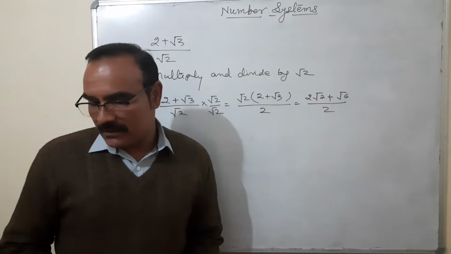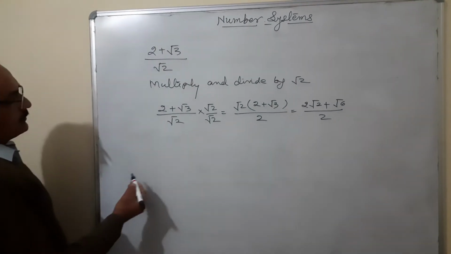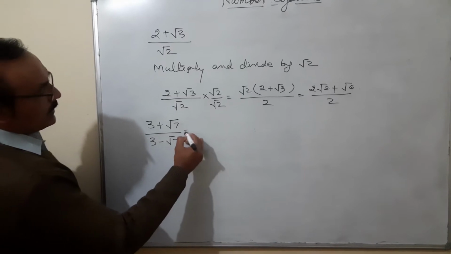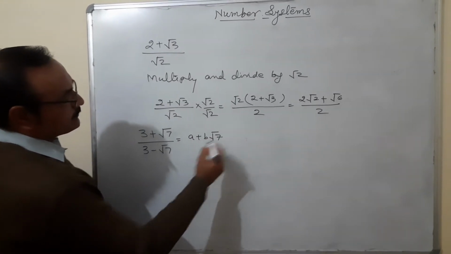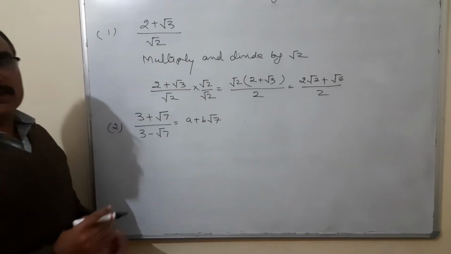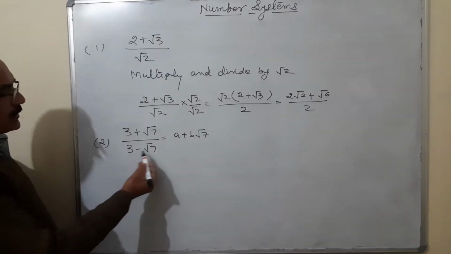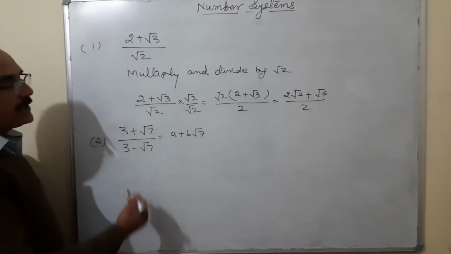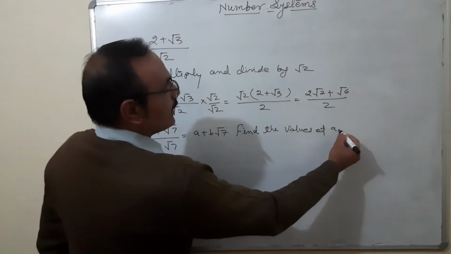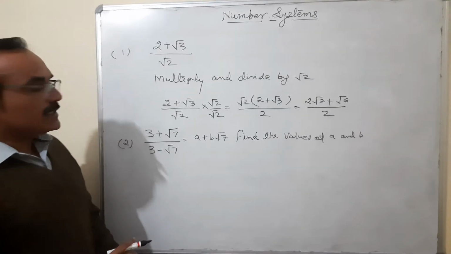Okay. Second example. In the second example, I would like to take two numbers. Suppose the number is (3 plus root 7) upon (3 minus root 7) is equal to a plus b root 7. I have selected this as the second question. You can see the difference between these two questions: here the denominator is a single term, here the denominator has two terms. The question is to find the values of a and b. So friends, first of all, again we are doing the same thing, rationalization by denominator.